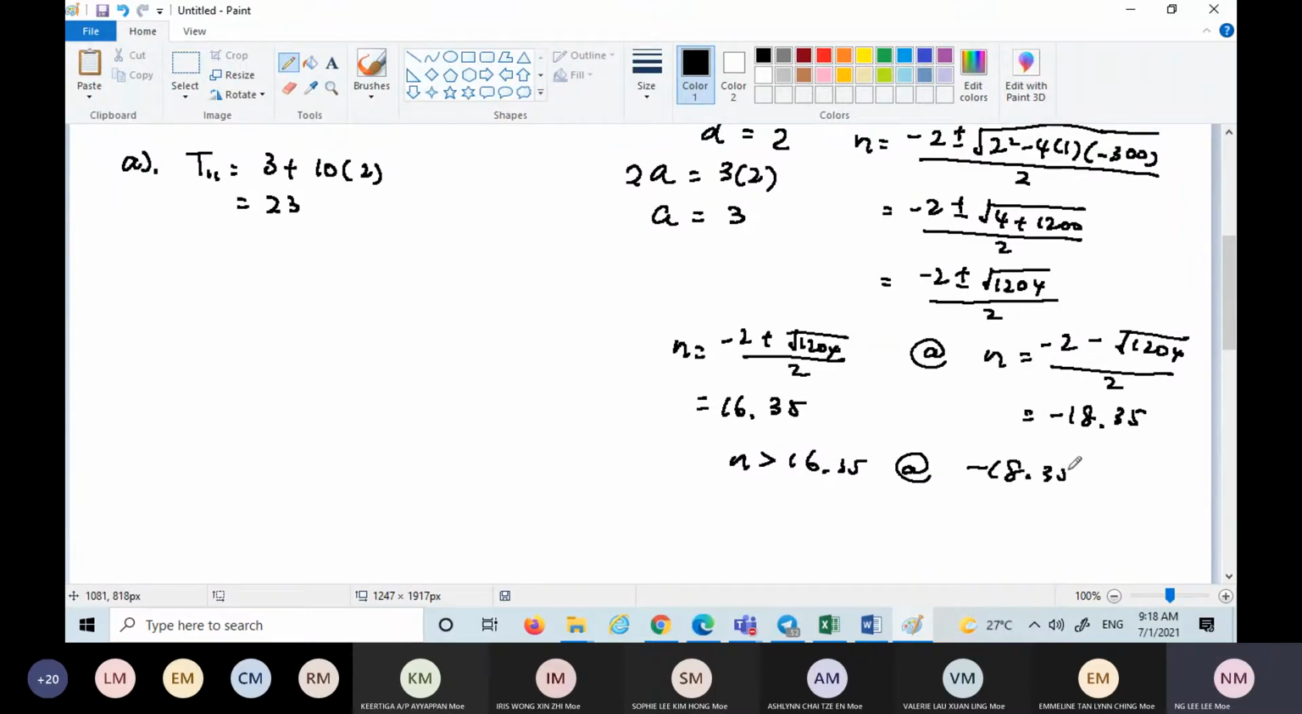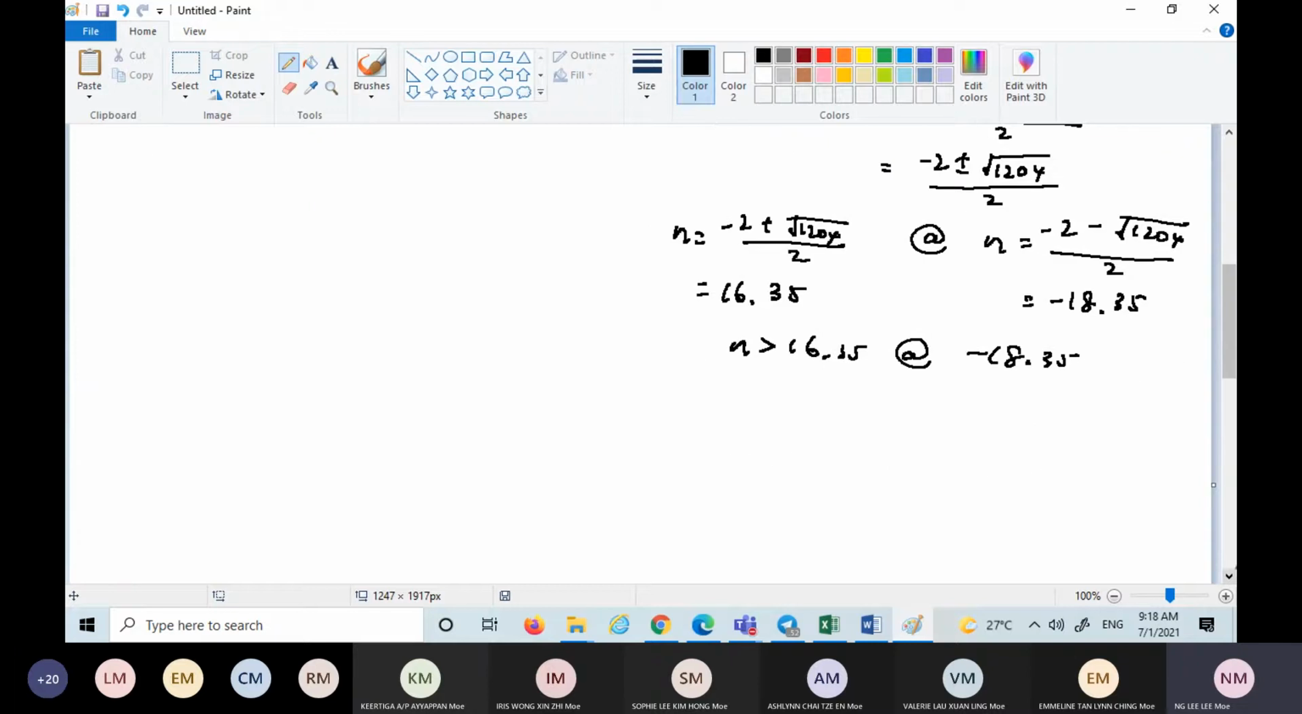This one got no meaning. If this is inequality, this one got no meaning. I don't know what's the meaning of "or". Okay, I will assume this is n is greater than negative 18.35 also, which is wrong actually. Okay, it follows the inequality. So until this part, this is revision. Okay, you have to do what? Still remember or not?